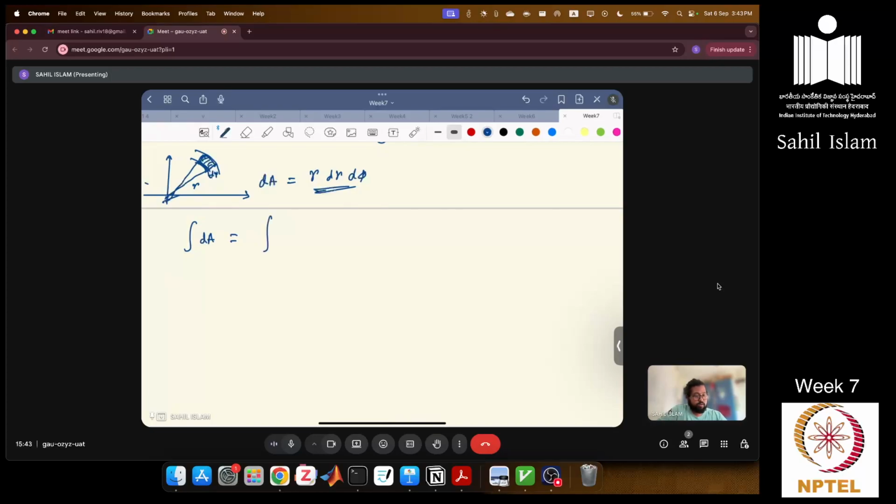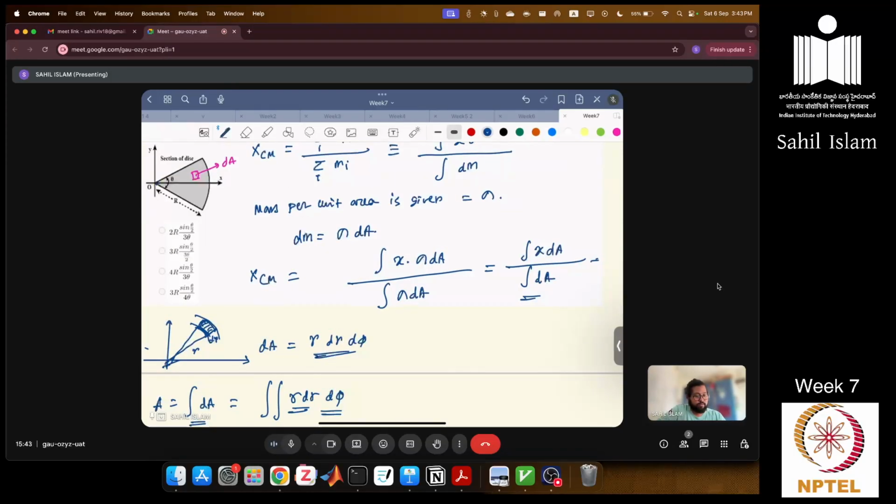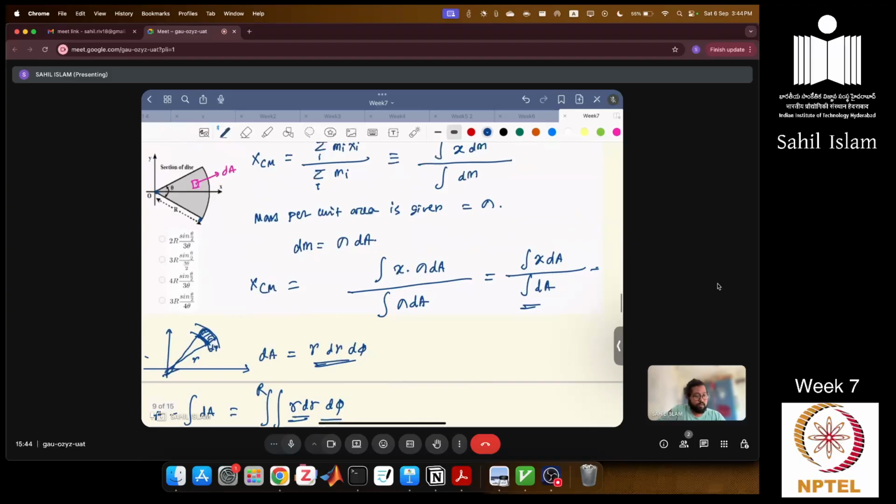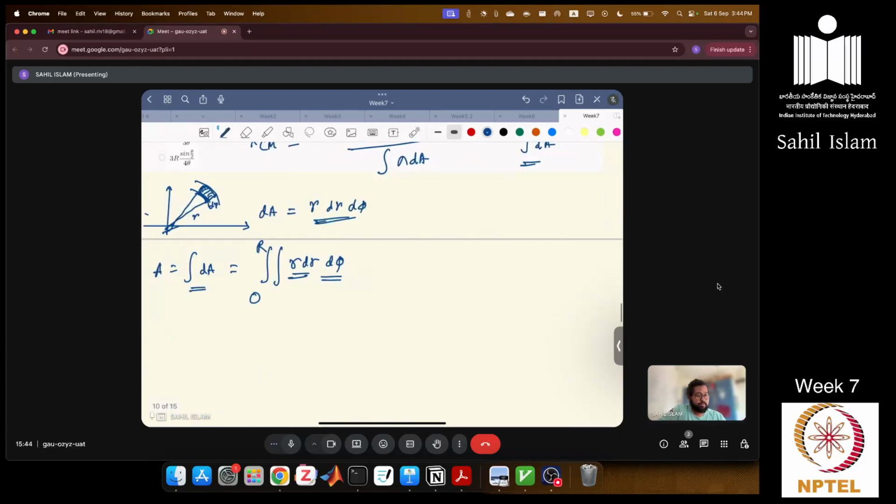Now to calculate the whole area for integral dA, we integrate r dr d phi. What is the range of r? Here we have been given from 0 to capital R. And d phi goes from minus theta by 2 to theta by 2, where we take anti-clockwise as positive angle and clockwise as negative angle. So we get integral 0 to R of r dr, times integral from minus theta by 2 to theta by 2 of d phi.